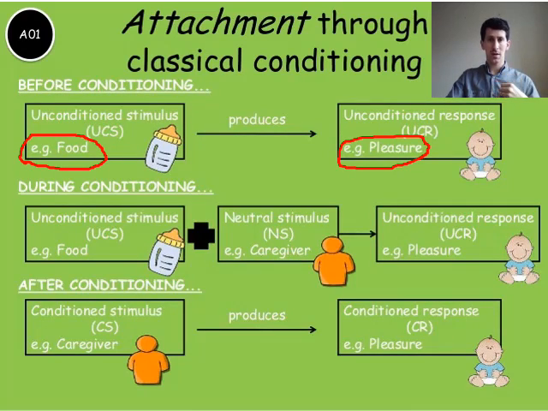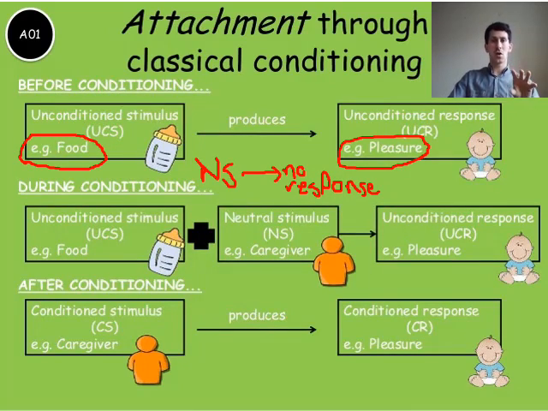If I was writing this up in an example, I would also bring up the fact we have a neutral stimulus. The neutral stimulus in this case would be the mother. A neutral stimulus brings about no response in the child whatsoever. So if I was writing an exam answer, I might put in that the neutral stimulus of the mother brings about no response.